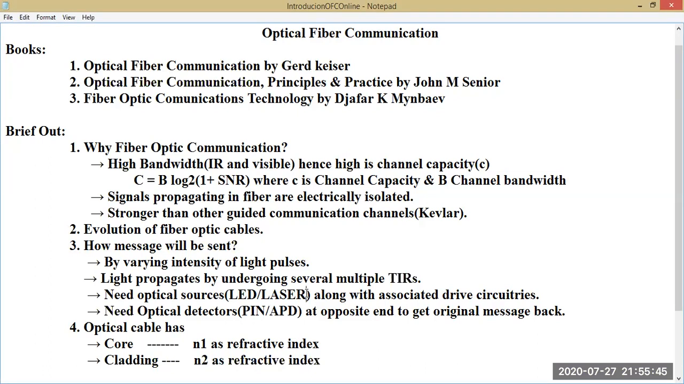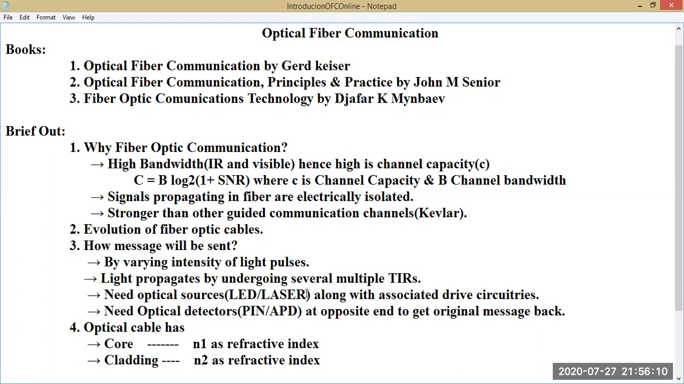So for time being, you just remember that to launch this light into the optical fiber cable, either we have to use LED, which has no amplification, and if not LED, we have to use laser, which has amplification. So if you are using LED as the optical source, then in that case we need to use PIN as the optical detector.